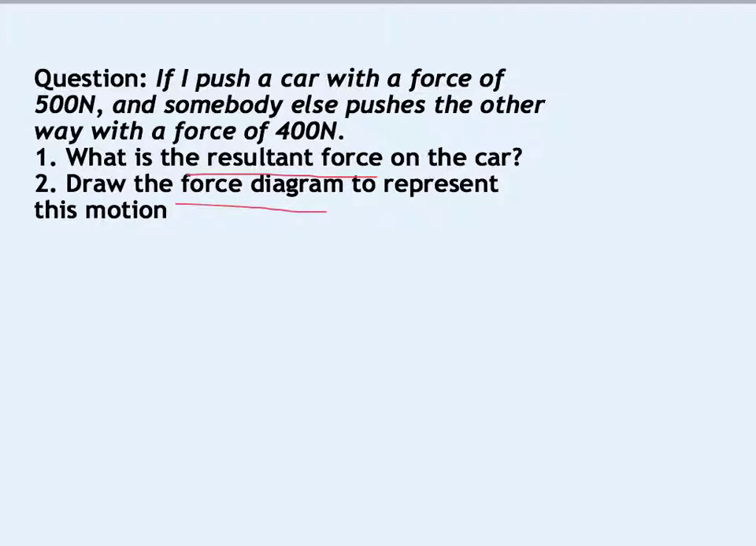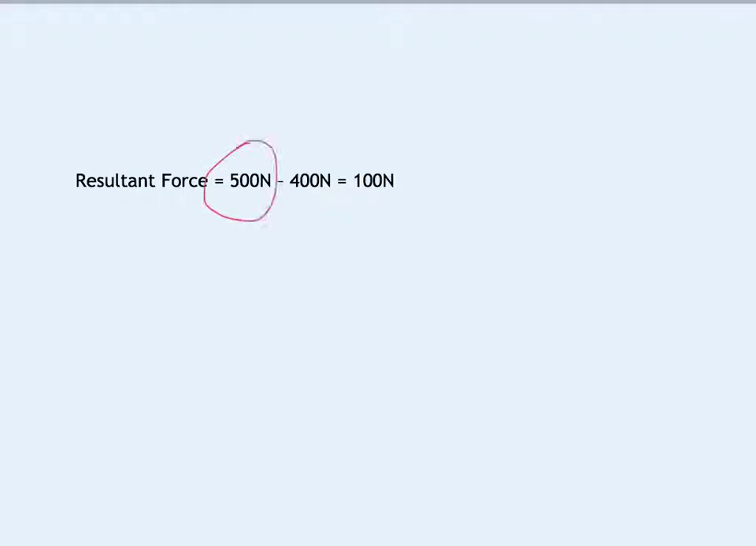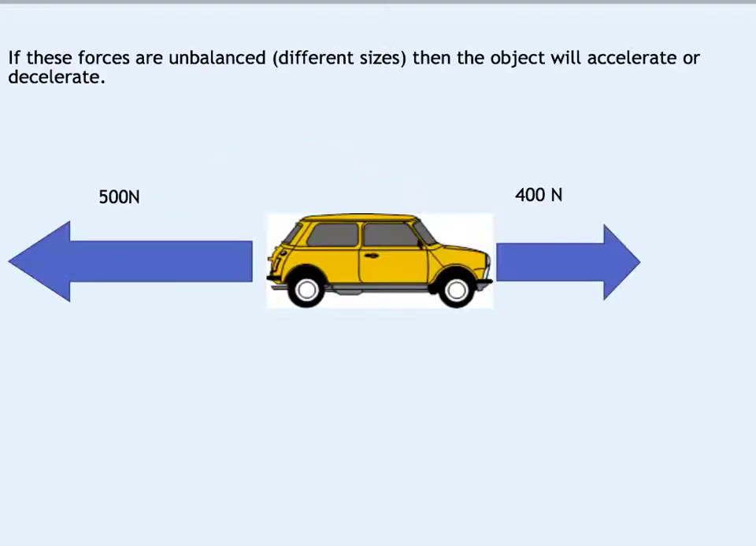Right. To the first answer, what is the resultant force on the car? There you go, so it's 500 newtons is the force I'm applying. The other one is 400 newtons, you subtract one from the other, and that gives you 100 newtons overall. The second thing you had to do was try and draw this in a force diagram. So there's 500 newtons being applied in one direction, and there's 400 newtons being applied in the opposite direction. So that's a force diagram. Look at the size of the arrows. The 500 newton arrow is bigger than the 400 newton arrow. Look out for that on exam questions.